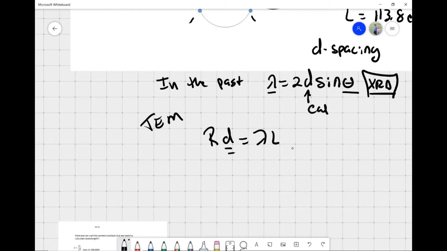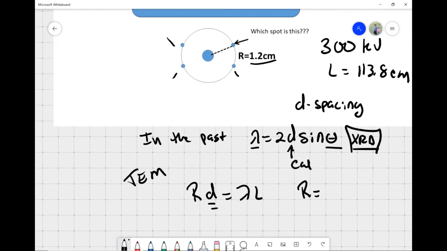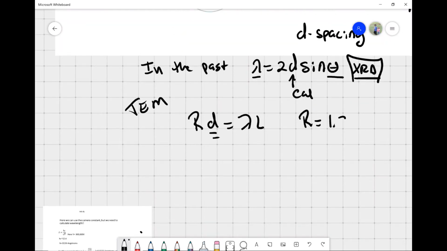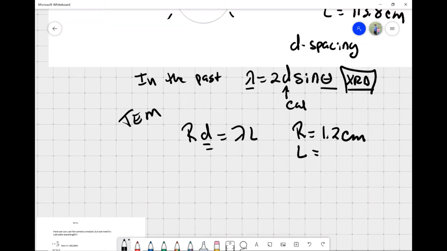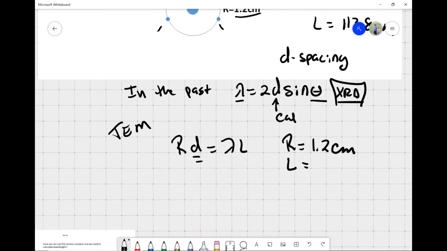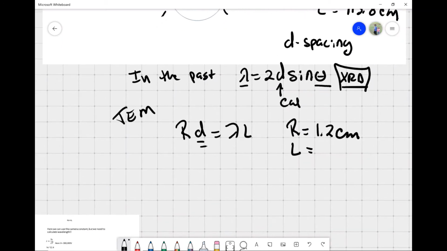And so we already have R, and that was 1.2 centimeters. And we have L, because that was our machine set L, 113.8 centimeters. And we know that lambda L is in angstroms. So D spacing is on the order of angstroms, and wavelength is going to be on the order of angstroms.